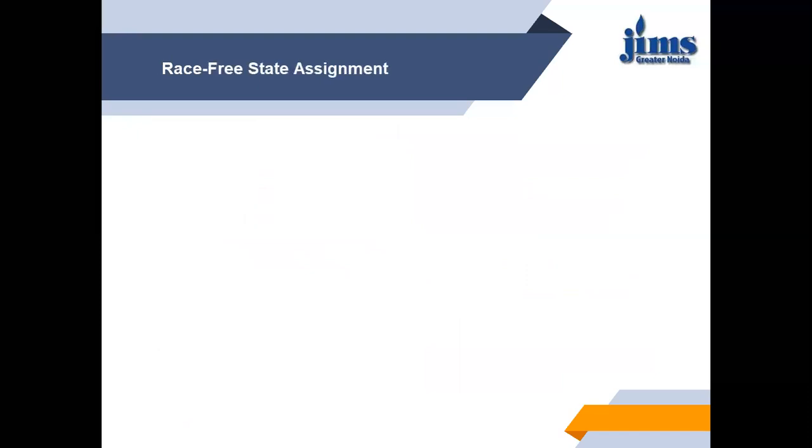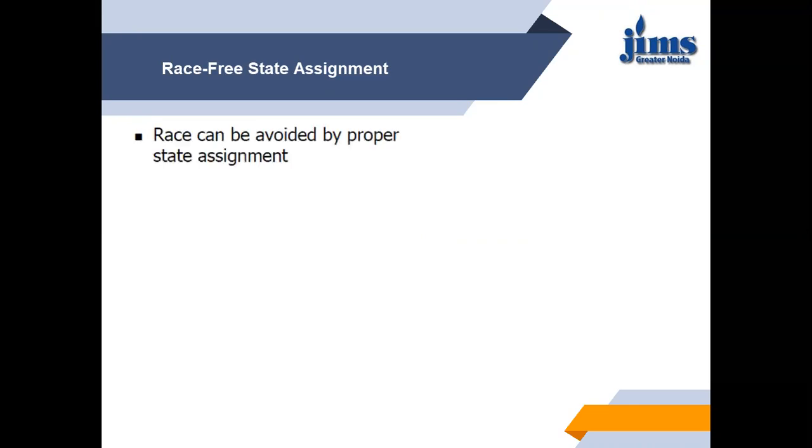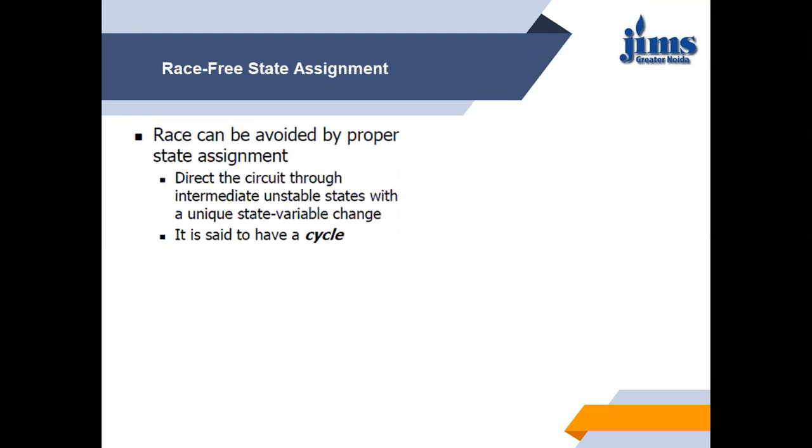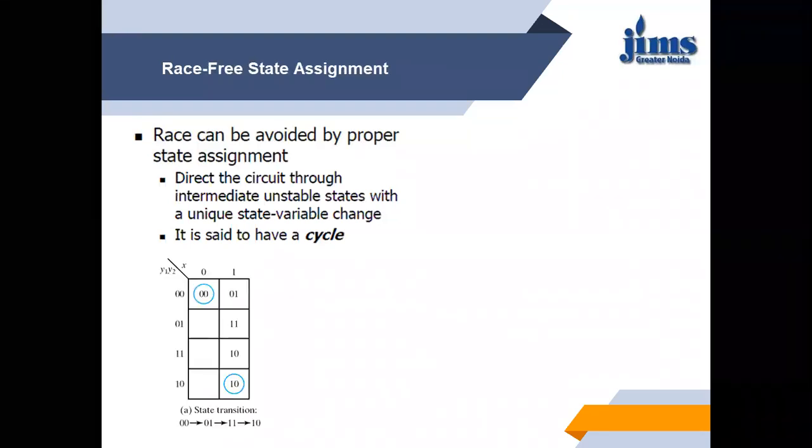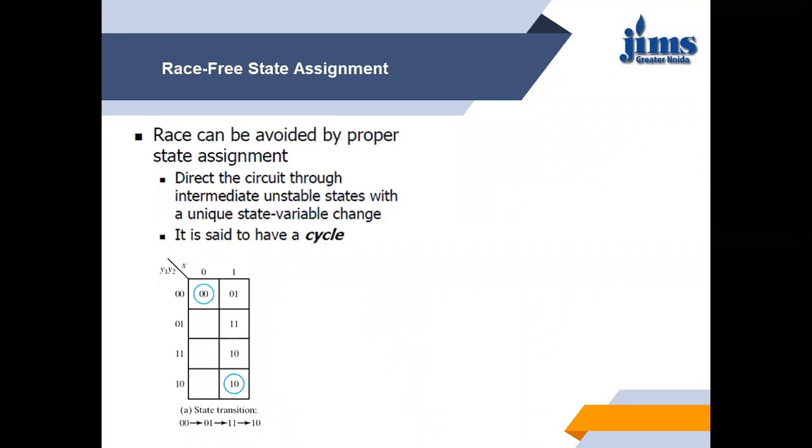Now move to the other condition. When we are going to design the circuit and assigning binary values, we should do the race-free state assignment. The race can be avoided by proper state assignment. So what we should do is direct the circuit through an intermediate unstable state with a unique state variable change, and this is known as a cycle. So if we have to move the state from 0 0 to 1 0, then the possible cycle should be 0 0, then 0 1, then 1 1 and 1 0.